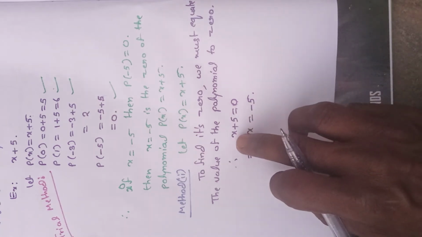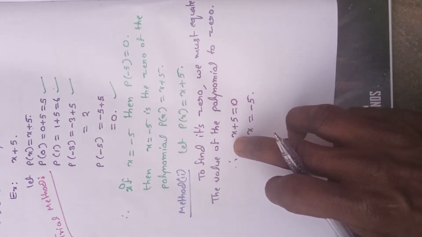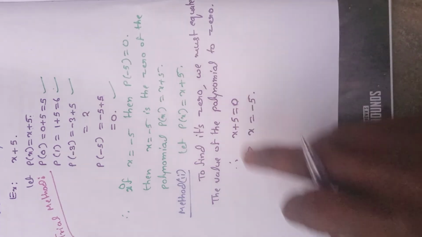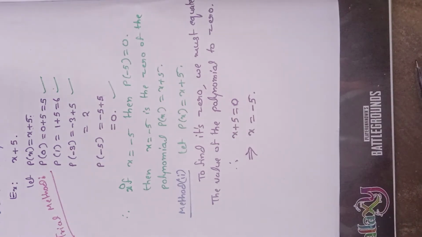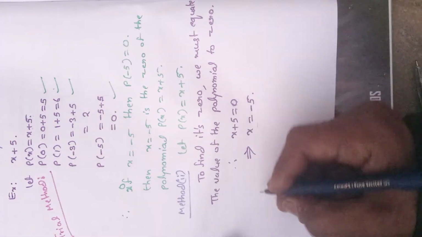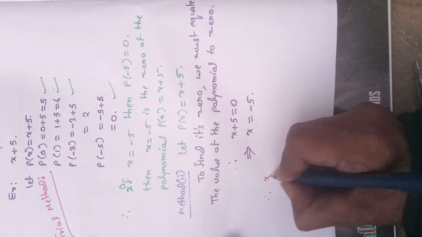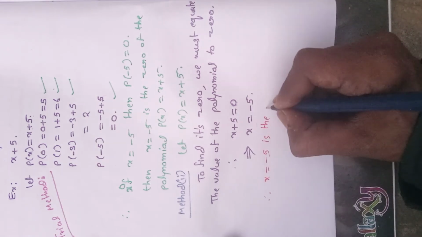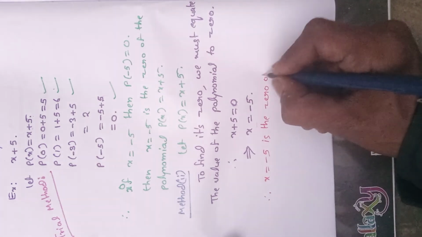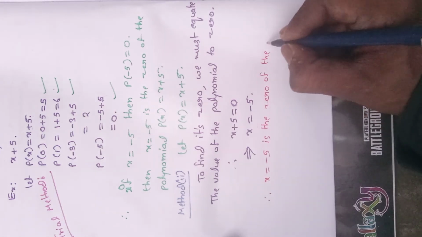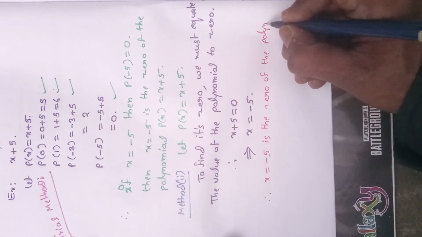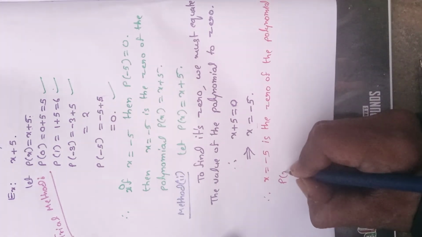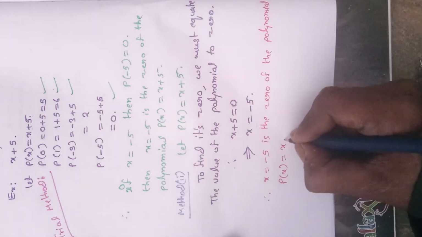If I put x equal to minus 5 in the given polynomial, then minus 5 plus 5 will become 0. That means only this value x equal to minus 5 will make the value of the polynomial 0. So whatever x value is obtained, this value is called the 0 of the polynomial. Therefore, we can say x equal to minus 5 is the 0 of the polynomial. Which polynomial? P of x is equal to x plus 5.